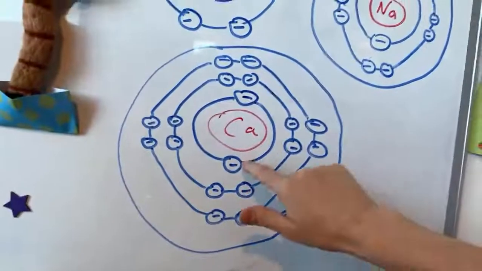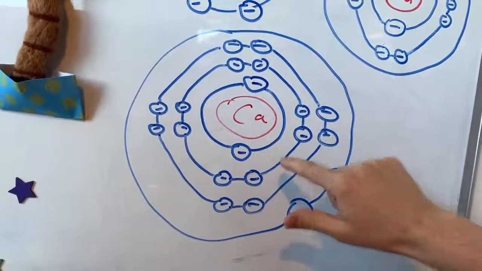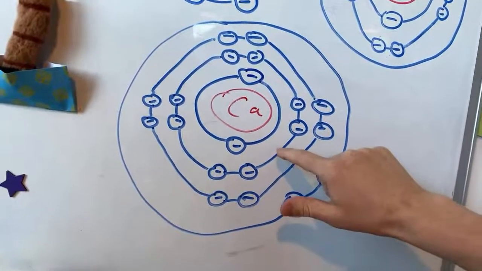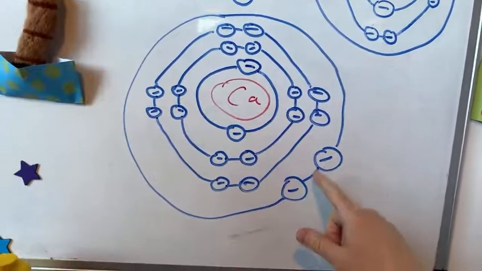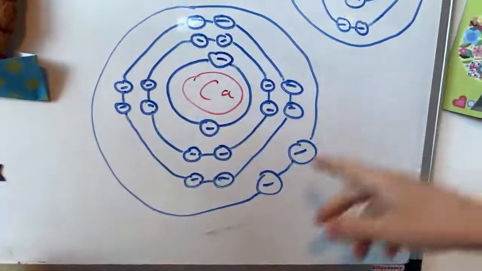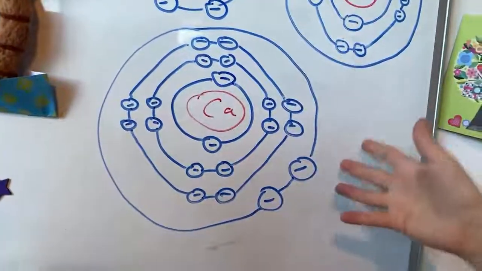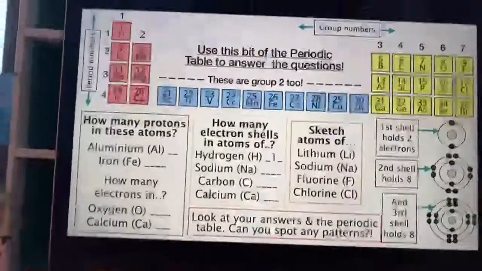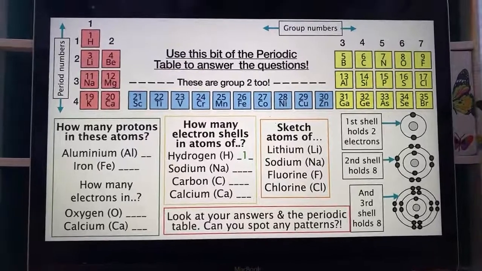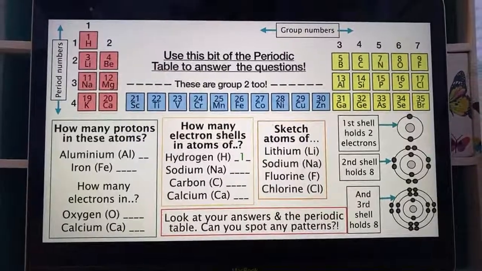So the first shell holds 2, the second shell holds 8, the next shell holds 8, what's that, 8, 16, 17, 18. So I had 2 more, so I put them in the 4th shell. It's got 4 shells, so we won't worry about how many electrons the shell can hold, like I say. You'll have to do a chemistry degree to find that out. And sketch atoms of lithium, sodium, fluorine and chlorine and have a look at some patterns.